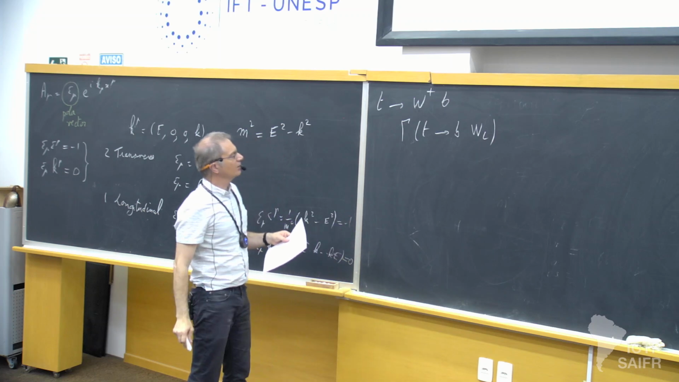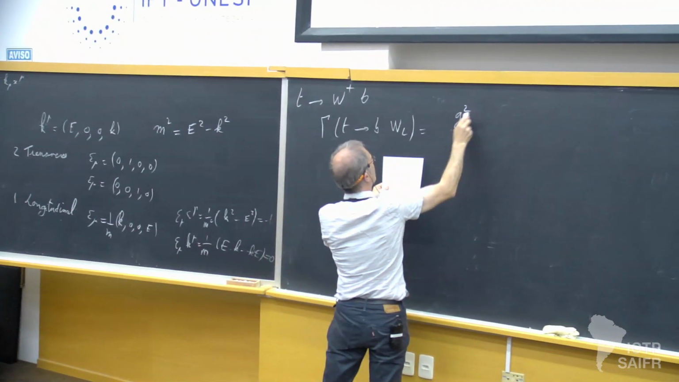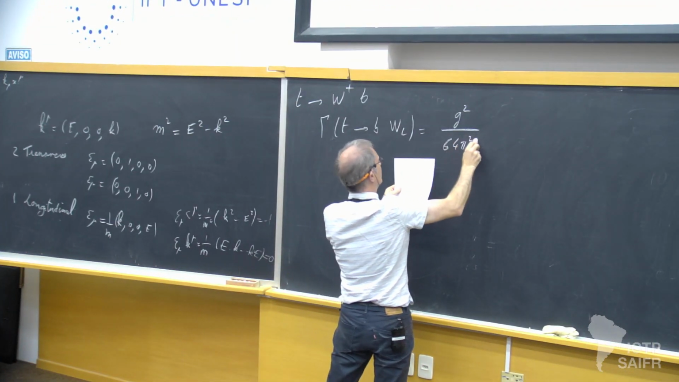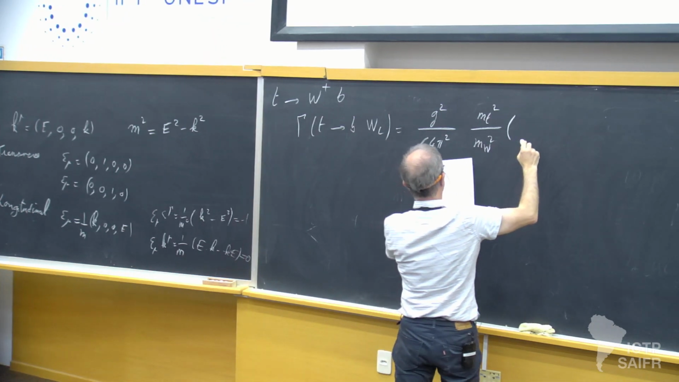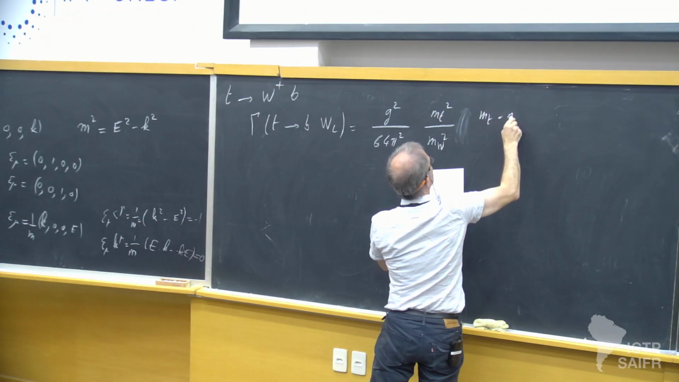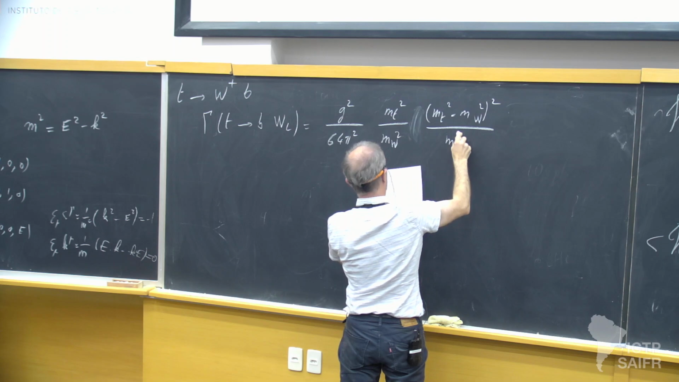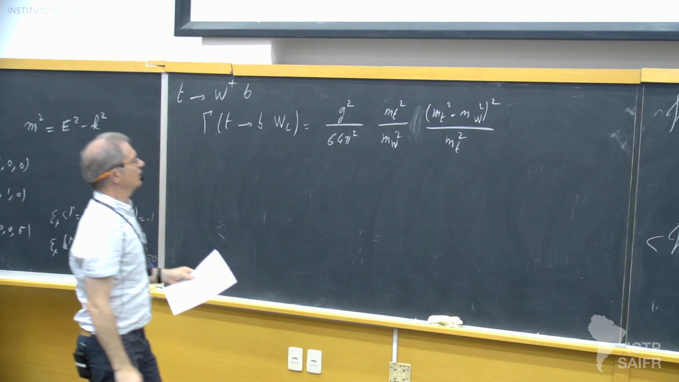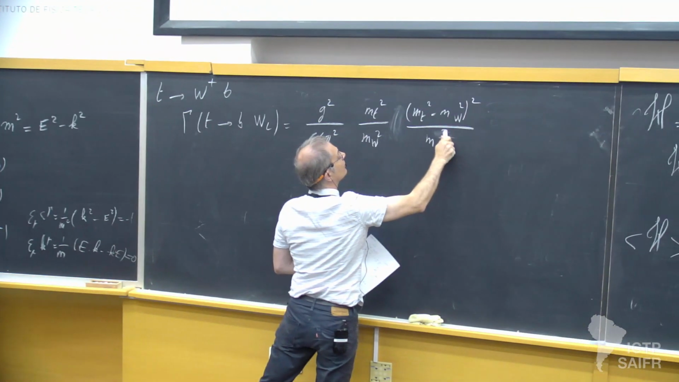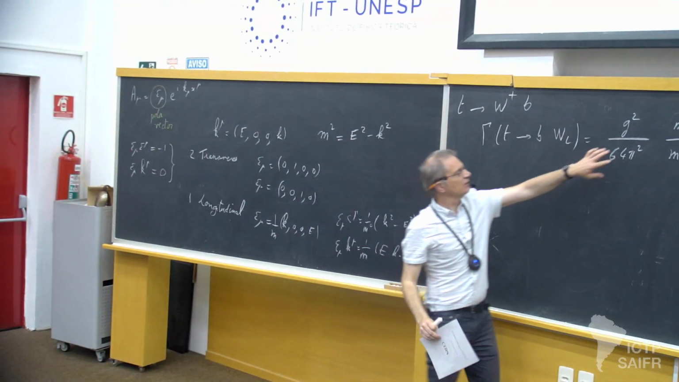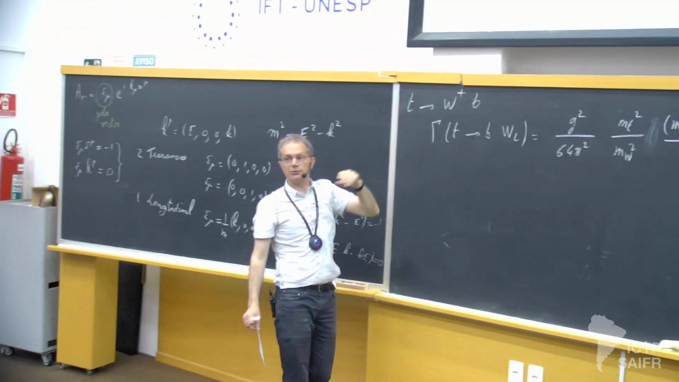Okay, so the partial width for the decay of the top into a bottom and a longitudinally polarized W is G squared divided by 64 pi squared, m top squared divided by mW squared, times (m top minus mW squared) squared, divided by m top cubed, I think. Let's check the dimension. It's always useful to check the dimension to find some mistake. So this is dimensionless, m to the fourth divided by m cubed. So it's mass dimension 1, which is exactly what you expect.